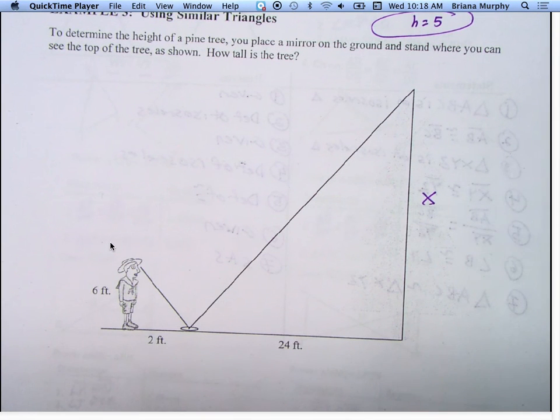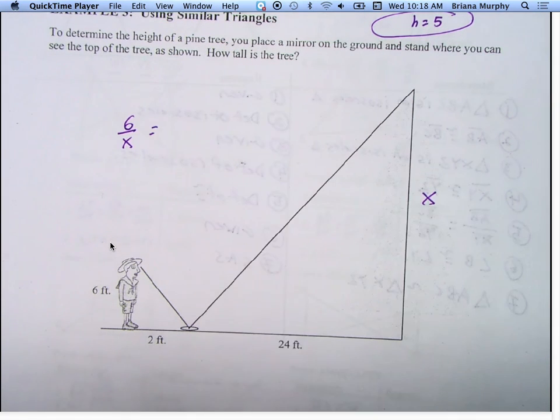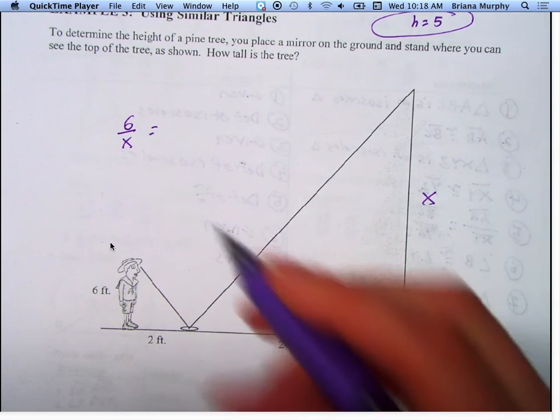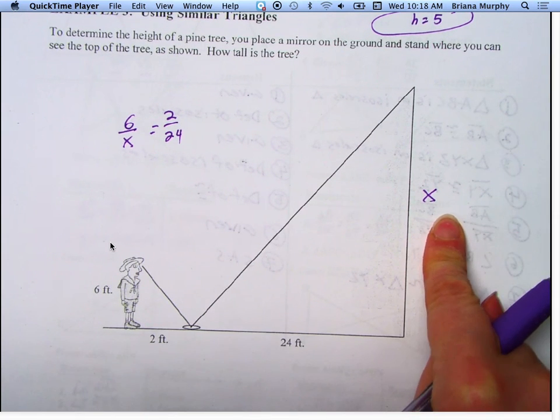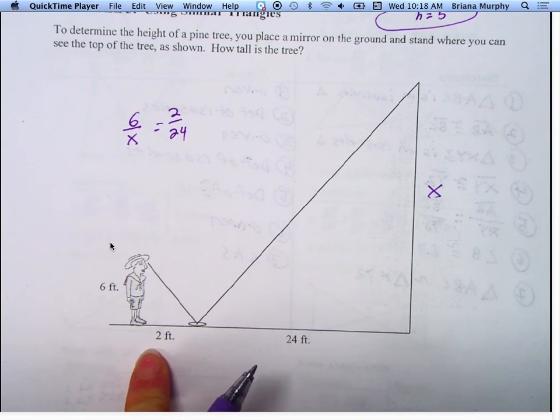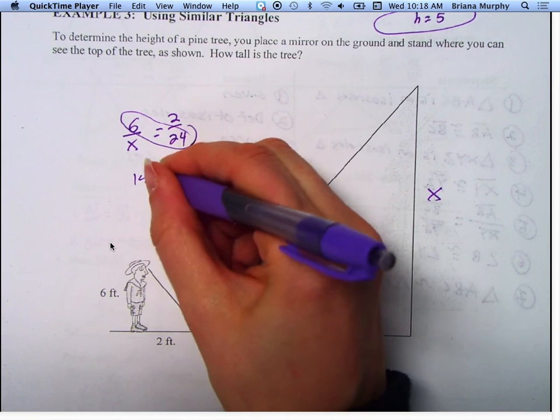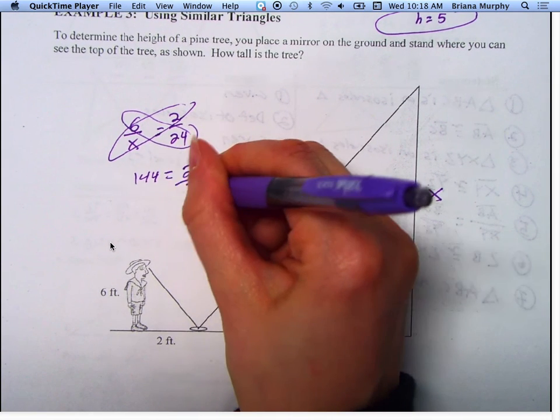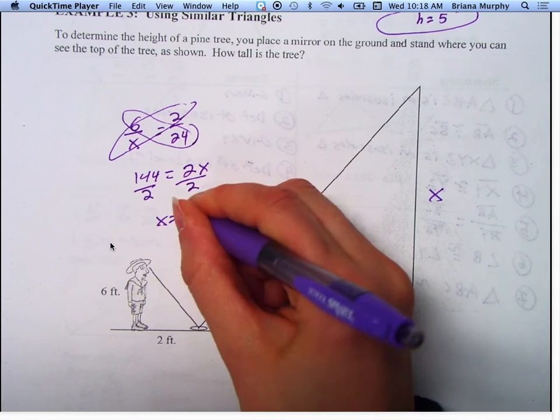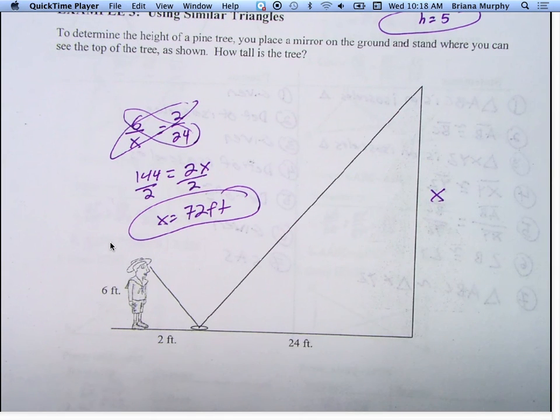I've literally had to do this problem before in real life. Okay, so you're just going to say 6 over x, either way is fine. If you want to do x over 6, same thing, equals 2 over 24. Now remember, if I put x on top, x over 6, I'd have to put 24 over 2. Then you just cross multiply. 6 times 24 is 144. 2 times x equals 2x. Divide both sides by 2. x equals 72 feet.